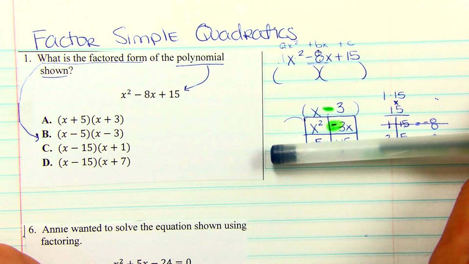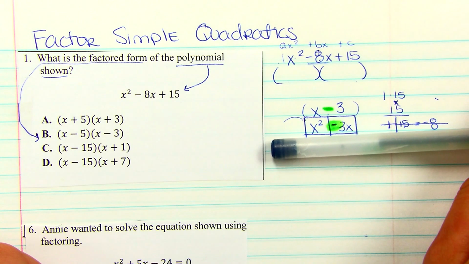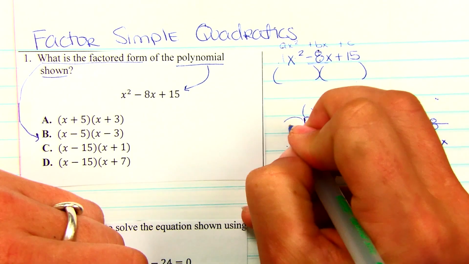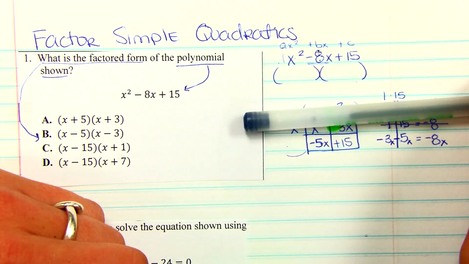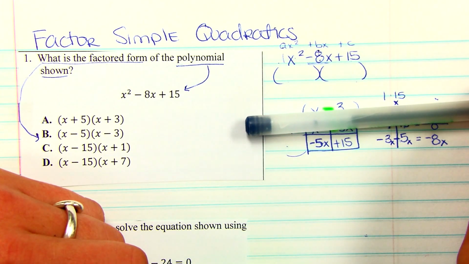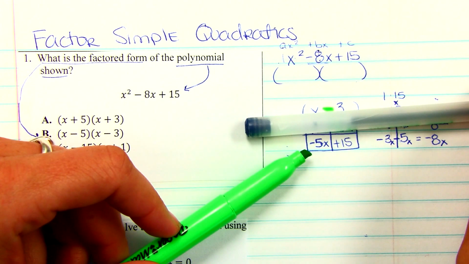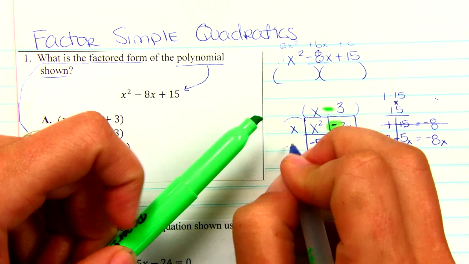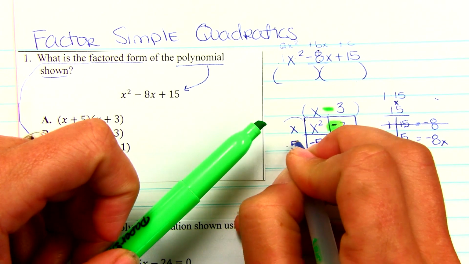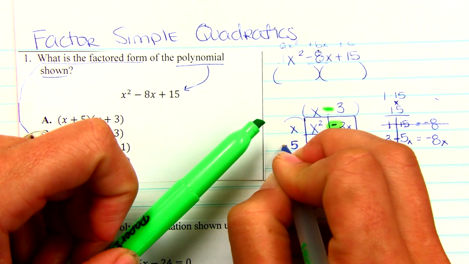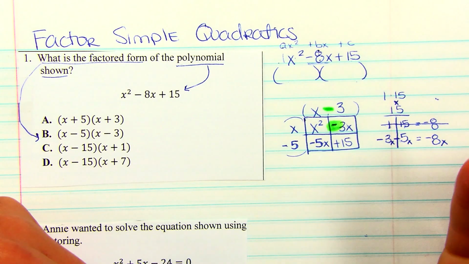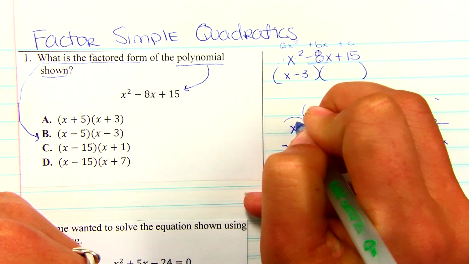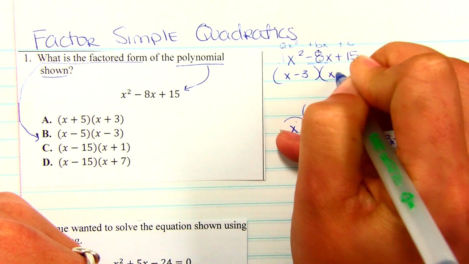Here, what do these two boxes have in common? What are they both divisible by? They're both divisible by an x. Here, what are these two boxes divisible by? 5 is divisible by 5 and 1. 15 is also divisible by 5, so that's what I want. And the negative is going to come out with it. So the answer is x minus 3 times x minus 5.